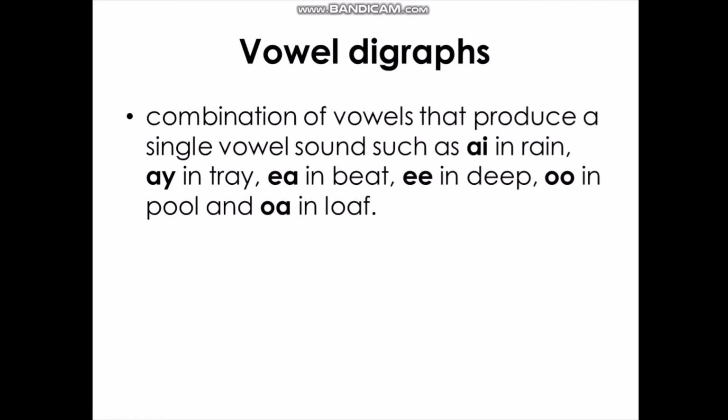A vowel digraph is a combination of vowels that produce a single vowel sound, such as A-I in rain, A-Y in tray, E-A in beat, E-E in deep, O-O in pool, and O-A in loaf.